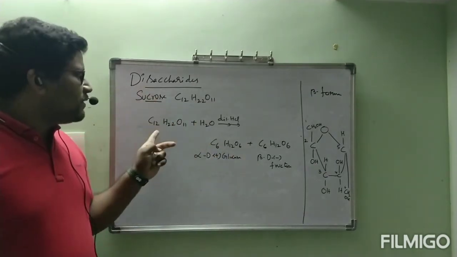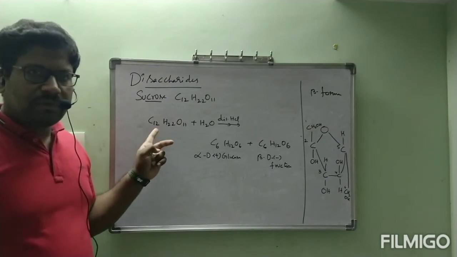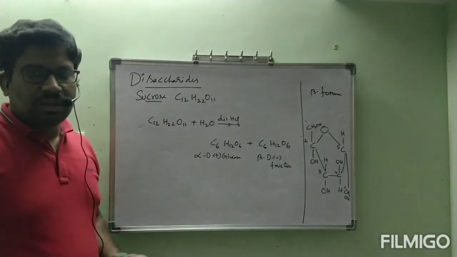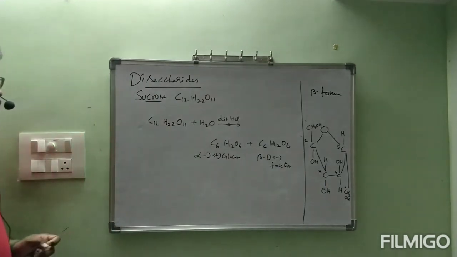What is the formula of sucrose? C12H22O11 reacts with H2O to form alpha glucose and beta D fructose. So what are the monomers present in sucrose? Sucrose contains alpha glucose and beta fructose. Now let us see what is the structure of sucrose.